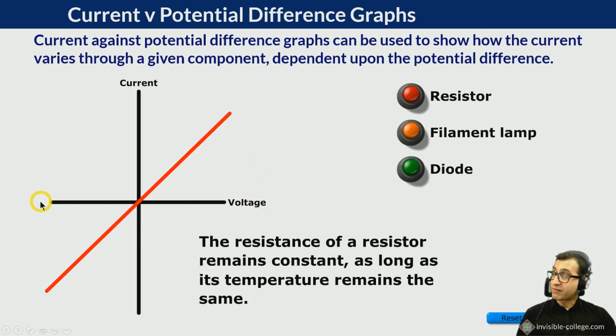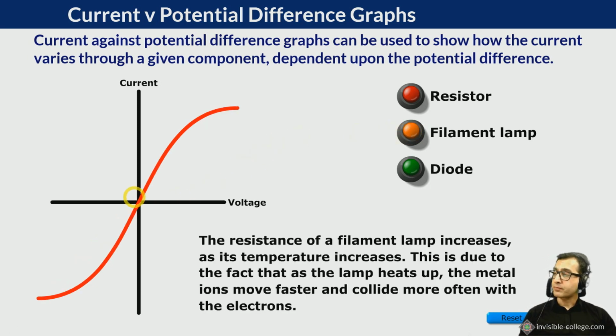Now, the negative values of voltage represent when you change the polarity of the voltage supply. But if you then increase the voltage in the opposite direction, we see that the current also becomes increasingly negative, similarly in linear proportion. So this is the current versus voltage graph for a fixed resistor at a fixed temperature. Now, if we compare that to a filament lamp, the type of bulb which has a very thin filament of metal through the middle of it, this is a very different shape.